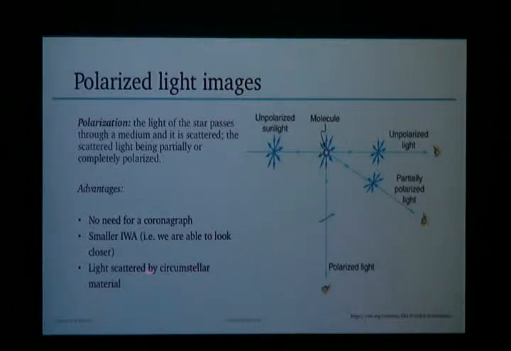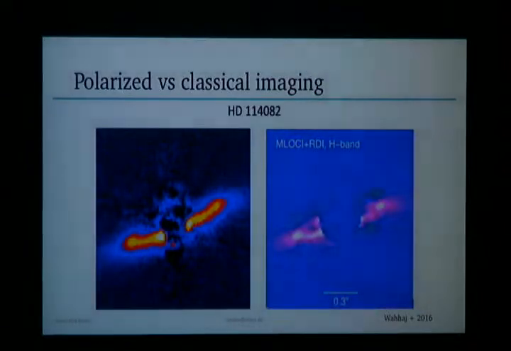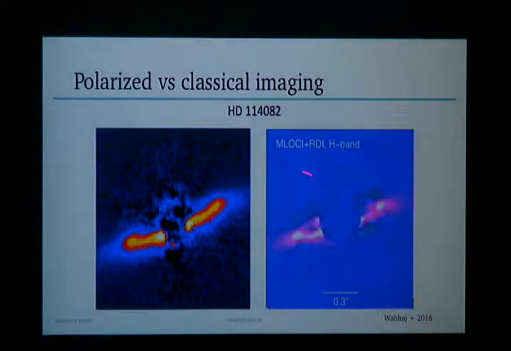And again, since the light is scattered by the particles that compose the circumstellar material, then you can learn about it. And just to illustrate these advantages that I just mentioned, here we have two images of the same disk. On the left, we have the polarized light image, and on the right, we have the classical imaging. So here you can see a little bit the coronagraph, and that the brightness of the dust is different than here. But more importantly, you can get much closer to the star in this case.